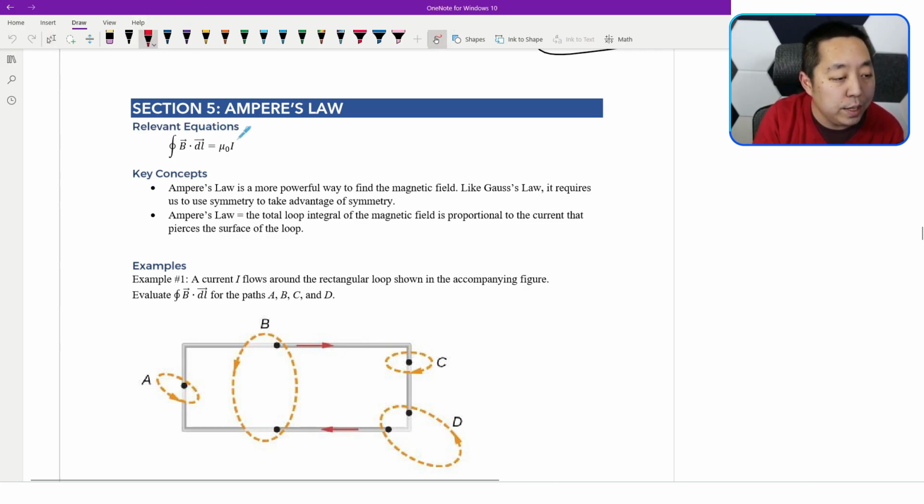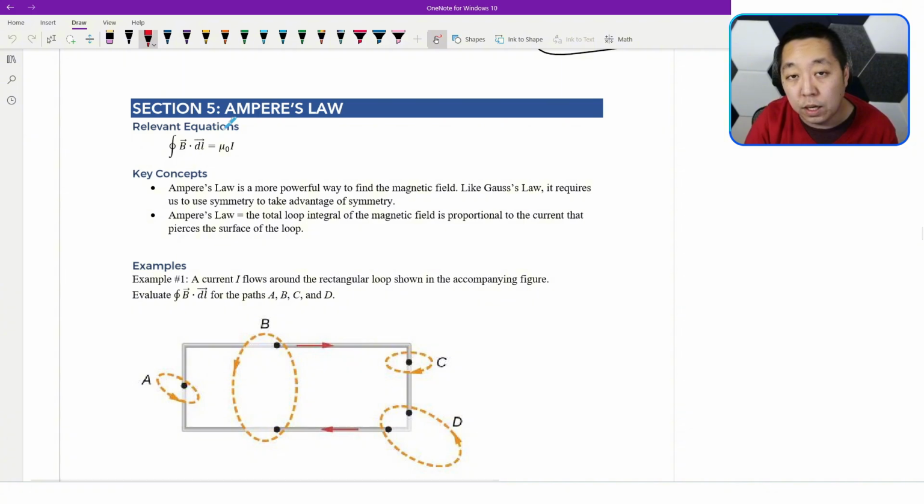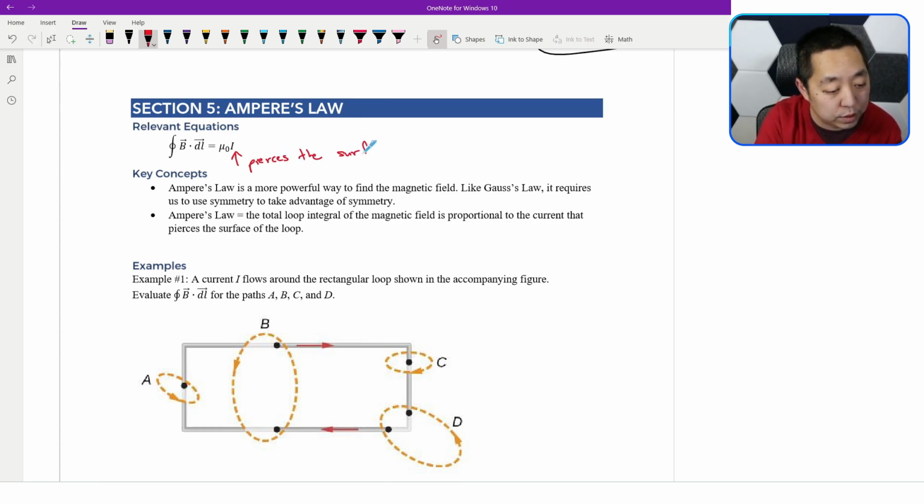If you do a line integral around the loop of the magnetic field, and magnetic fields always kind of create loops, like if you think about that wire, it's creating those concentric circles. So if you add up the magnetic field dotted with the path element dl through that loop, it equals mu naught times the current that pierces the loop, pierces the surface of the loop.